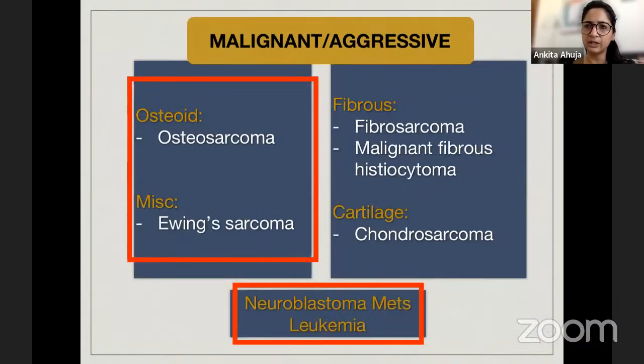And similarly, if you have an aggressive lesion, then the list comes down to really limited things which you can think of. Usually these would be in the elderly, red box in pediatric, and in pediatric, you need to add neuroblastoma, mets, and leukemia to your differentials. So the things which you need to think of become really limited.